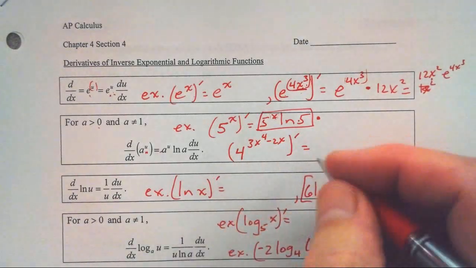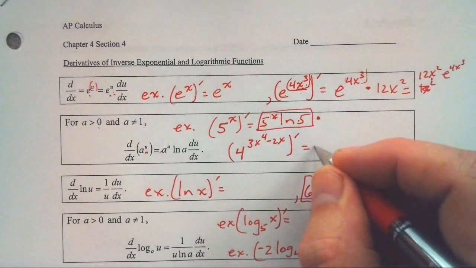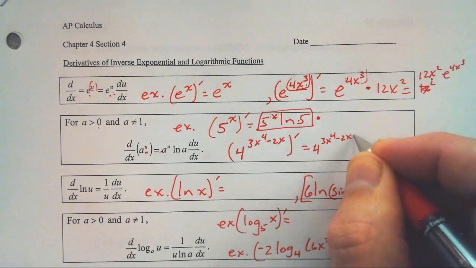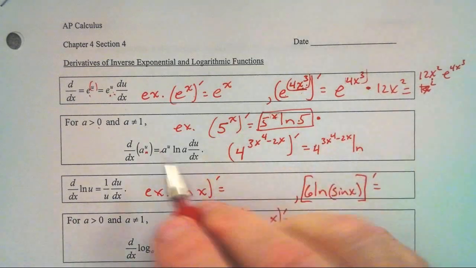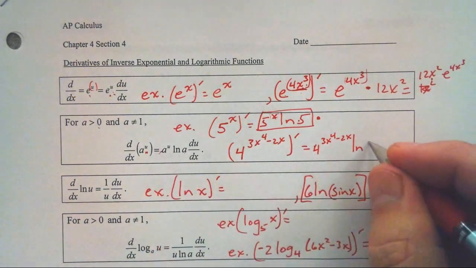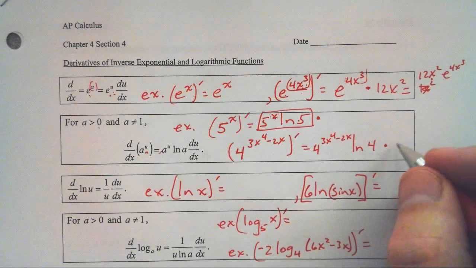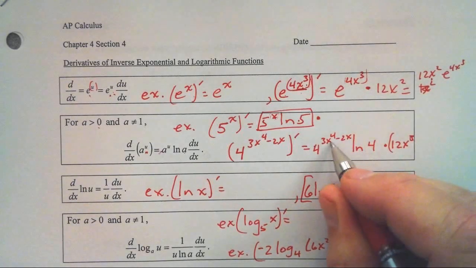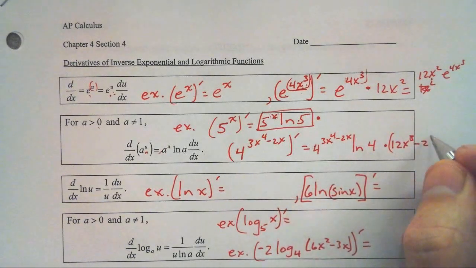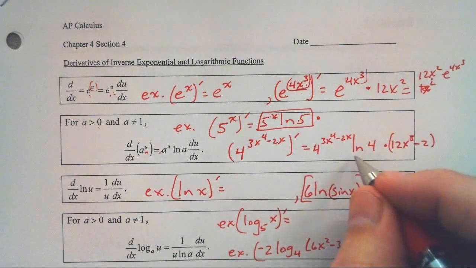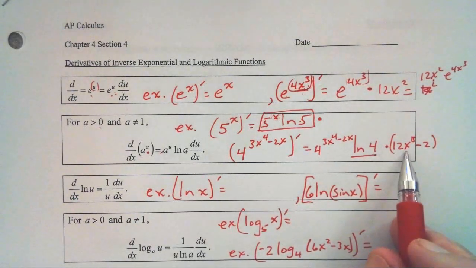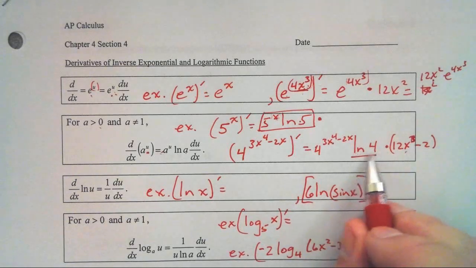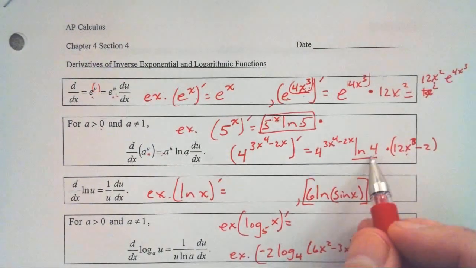So the derivative of this would be 4 to the 3x to the 4th minus 2x, ln of a, that's 4 in that position, times 12x to the 3rd minus 2, our baby function's derivative. Now, it's important to note that this ln 4 stands by itself. This 12x to the 3rd minus 2 is not a part of the argument on ln.